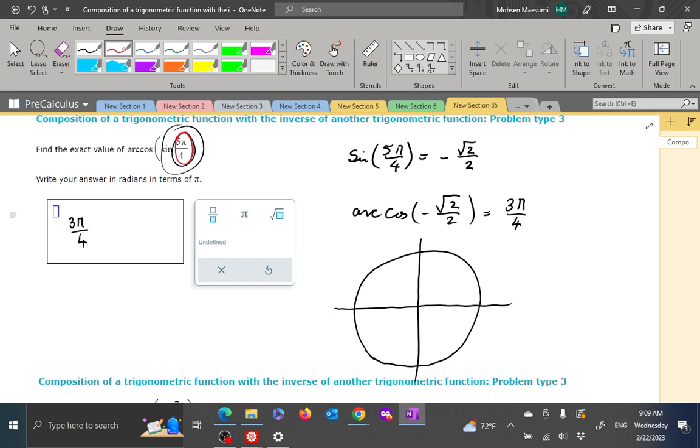First item on the agenda, do we know where that is? So we have to quickly come up with the location of this angle. So this is 5 pi over 4. Next, do we know how to measure sine? To measure sine, we go to the sine axis. This is the sine axis.